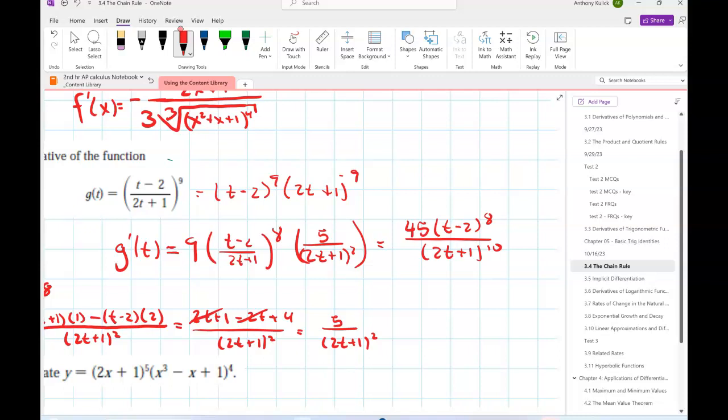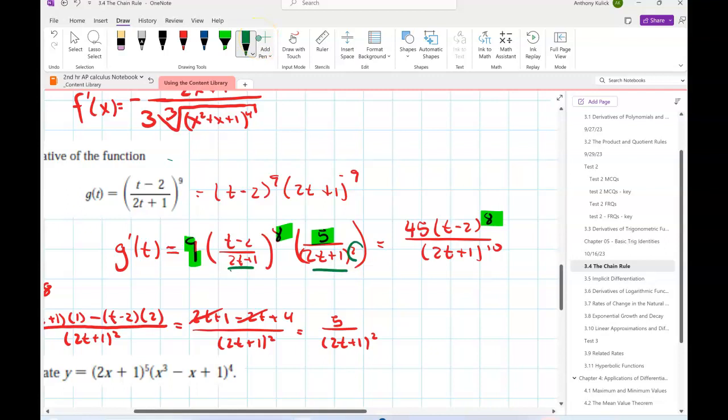Which is okay because all you have to do is look at this and be like, okay, can't be this one, can't be that one, right? And do we see how I got to this answer? Yeah. 9 times 5 is the 45. The exponent 8 for the numerators, because the numerator is to the 8th power. The denominator, 2t plus 1, I have 2 of them here, 8 of them here. That's where the 10 comes from.